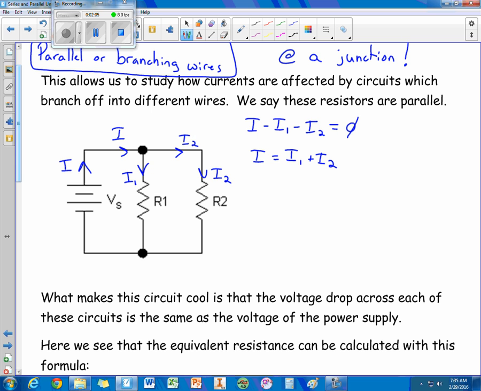And notice that once these currents go through their respective circuits, they will recombine to form that main current and return to the battery. And this is because of conservation of charge. The charge cannot be created or destroyed, so what leaves the battery must enter it.